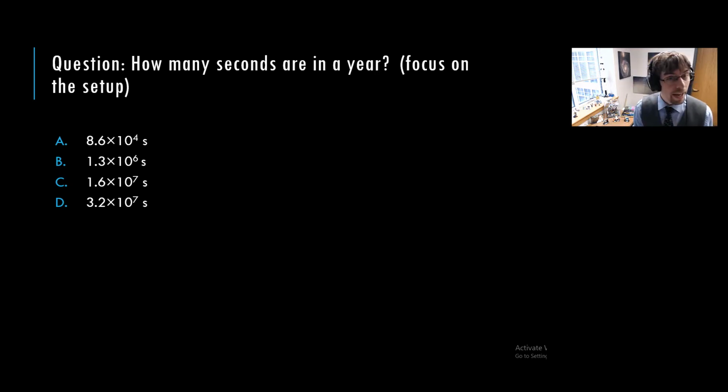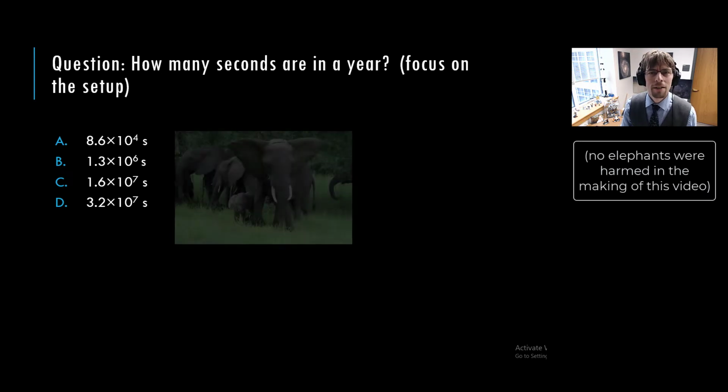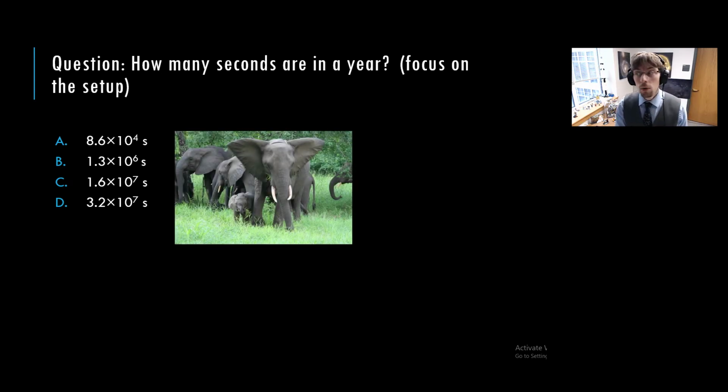So let's go ahead and now walk through the process. And there's an old joke. How do you eat an elephant? One steak at a time. So we are going to eat an elephant. Rather than going straight from a year to seconds, let's break it up into smaller steaks.